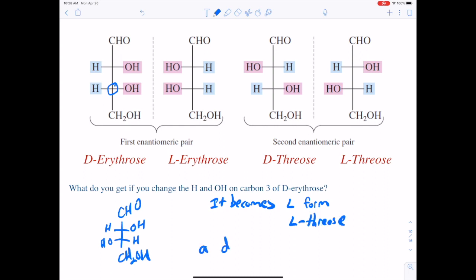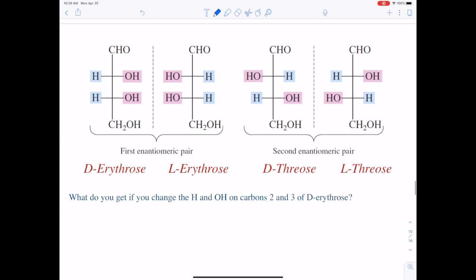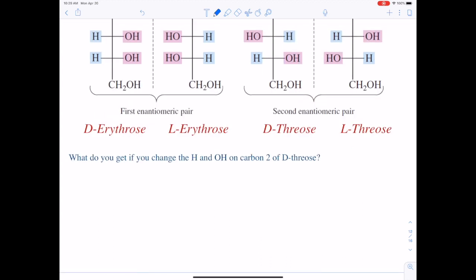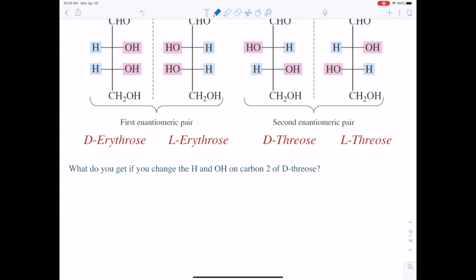a diastereomer. What if we change the H and the OH on both of these? What do we get? We get L-erythrose, the enantiomer. If you have multiple chiral centers and you change the configuration on every one of them, you get the mirror image. And what about on carbon 2 of D-threose?